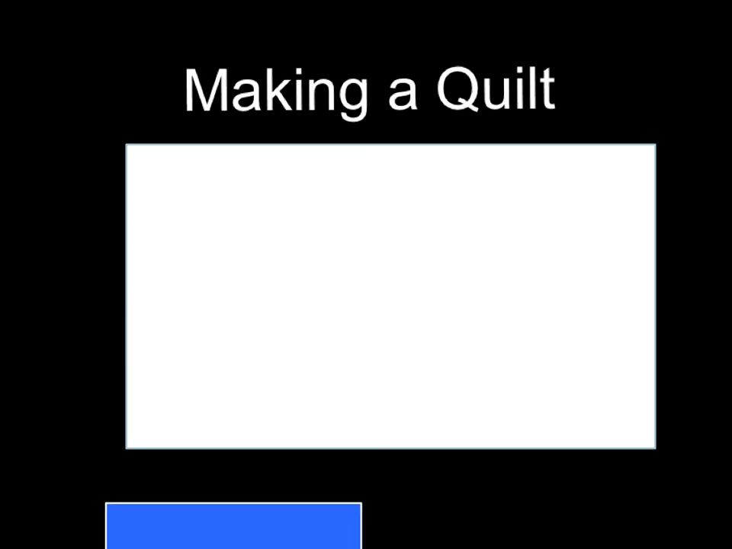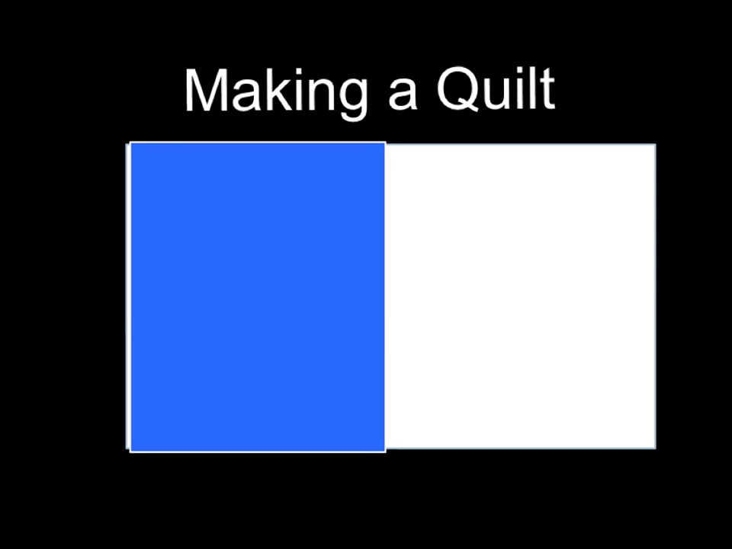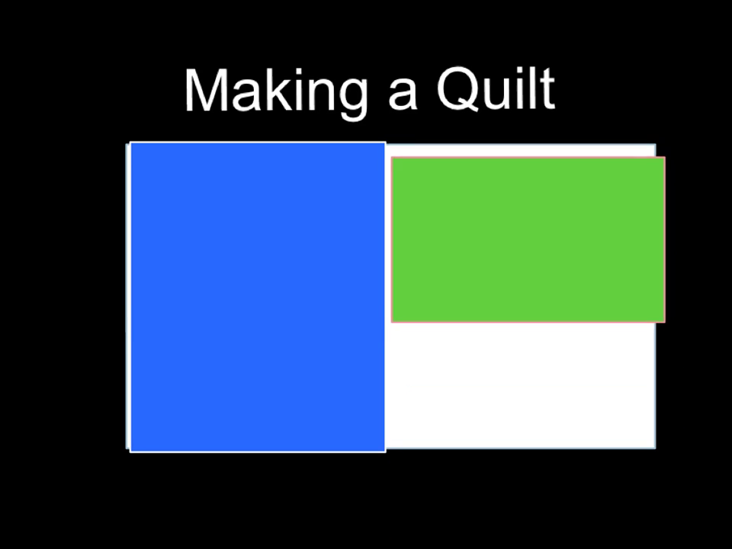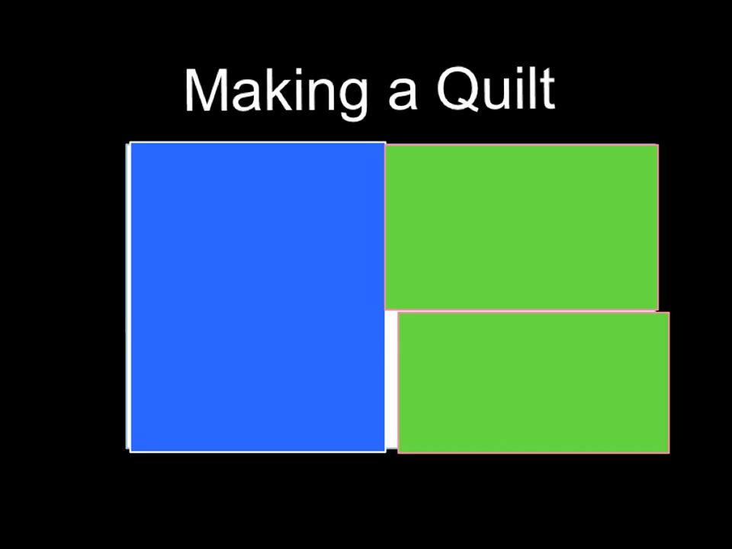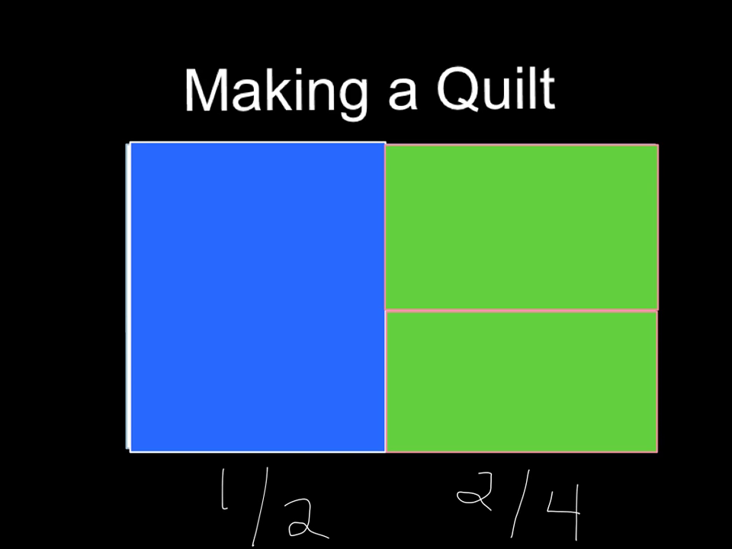You want to make a quilt for your bed using different colors of fabric. To make the front of the quilt, you want to make 1/2 the quilt blue and the other half green. How many 1/4 strips will you need to make the green section? 1, 2. You will need 2/4 of green fabric to make the 1/2 of the quilt. Therefore, 1/2 and 2/4 are equivalent fractions.